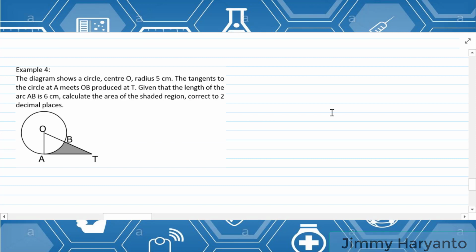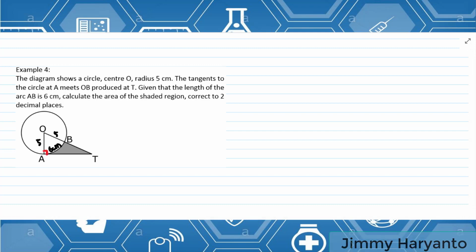Okay, next, example 4. The diagram shows a circle. You can take a look at the drawings. AB is 6 centimeters. So I have this AB, the length of the arc. The length of the arc means this one, 6 centimeters, and then the radius is 5. Radius 5 and radius 5. And given that AT is a tangent, a tangent must meet the radius at a right angle.